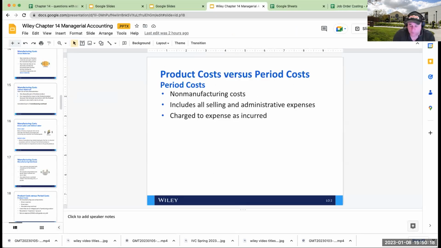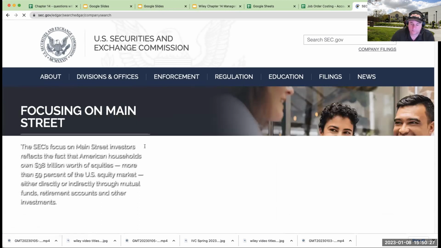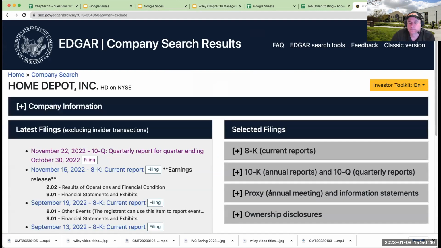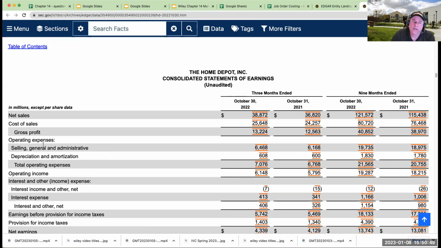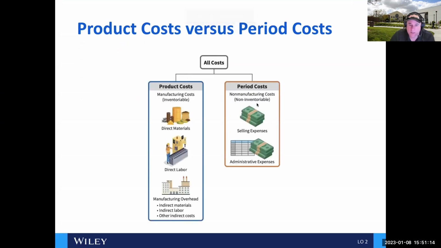When we look at how that works in a real publicly traded company, if I look at the Home Depot, which is a retailer, and come over here to their income statement, cost of sales is the same thing as cost of goods sold. Selling, general, administrative, these are not cost of goods sold. These are period costs, and they have to be expensed immediately. Whereas the product costs are going to be sitting in my inventory until I sell them. So over here, product cost versus period: non-manufacturing costs, selling, admin expenses.